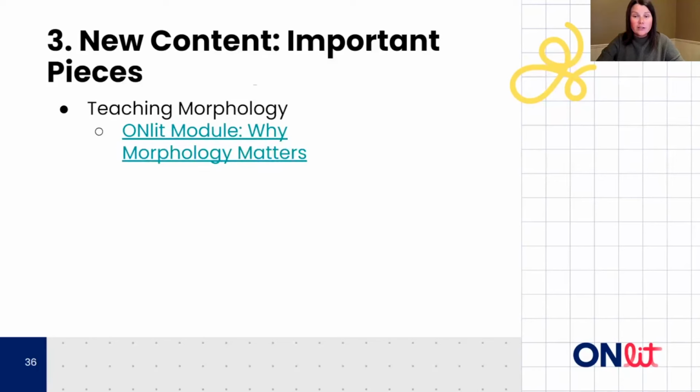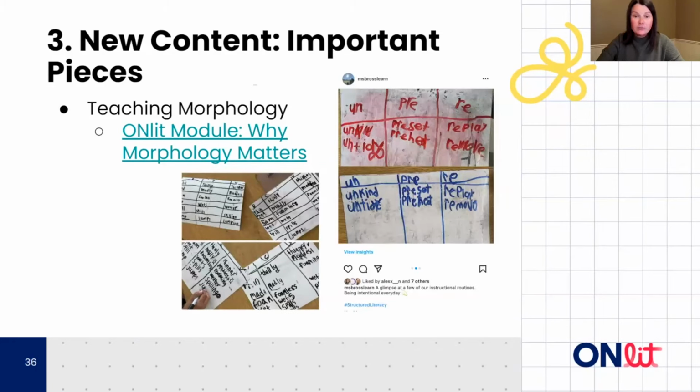During this, I'll explicitly teach the piece, how it is spelled, what it means, and then we will practice with it. After this, it will become a part of all of our routines. I model with students how I notice these pieces in words to break them down into chunks. We will use the ONlit multi-syllable word reading strategy and post the prefixes and suffixes we have learned around it. Once explicitly taught, I embed morphology into all reading and writing opportunities.